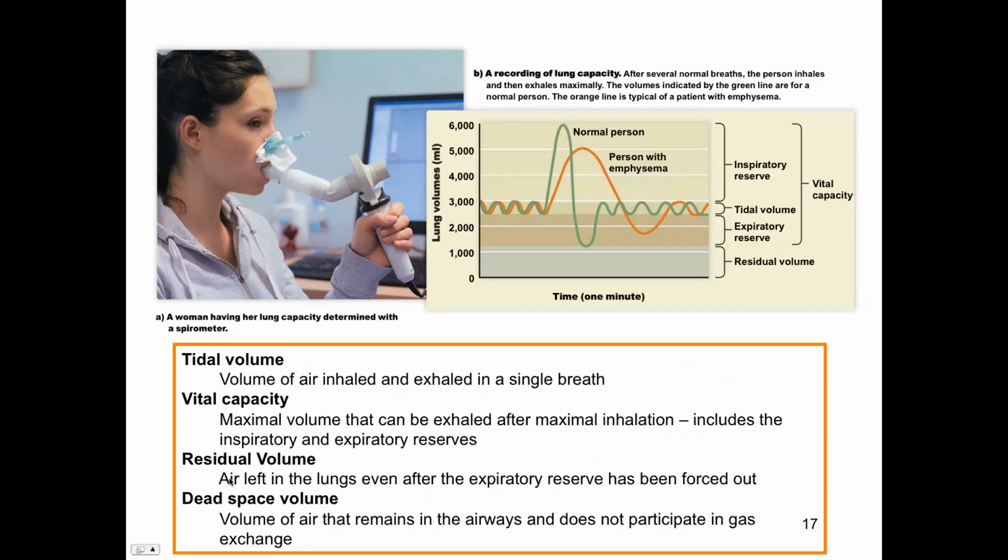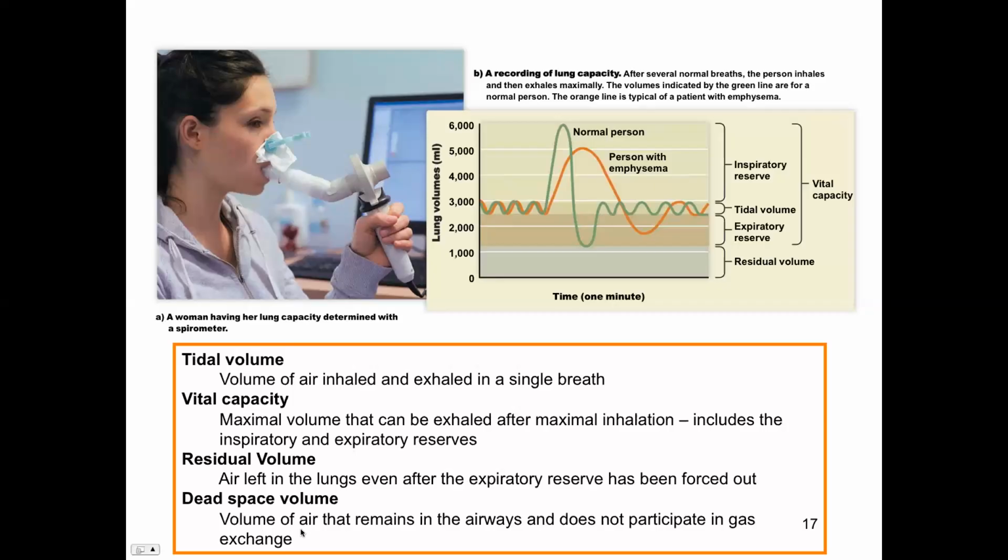Now, you're never going to squeeze those alveoli all completely together. And that last little bit of air left in the lungs, even after you've used your expiratory reserve, is called the residual volume, all right? So there's still going to be a little bit in there. Then finally, the dead space volume.